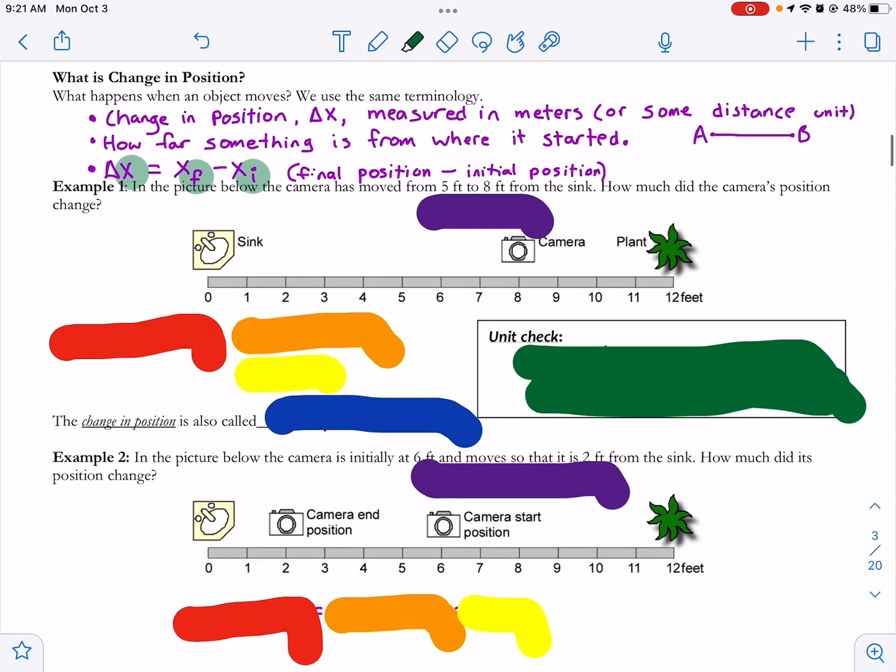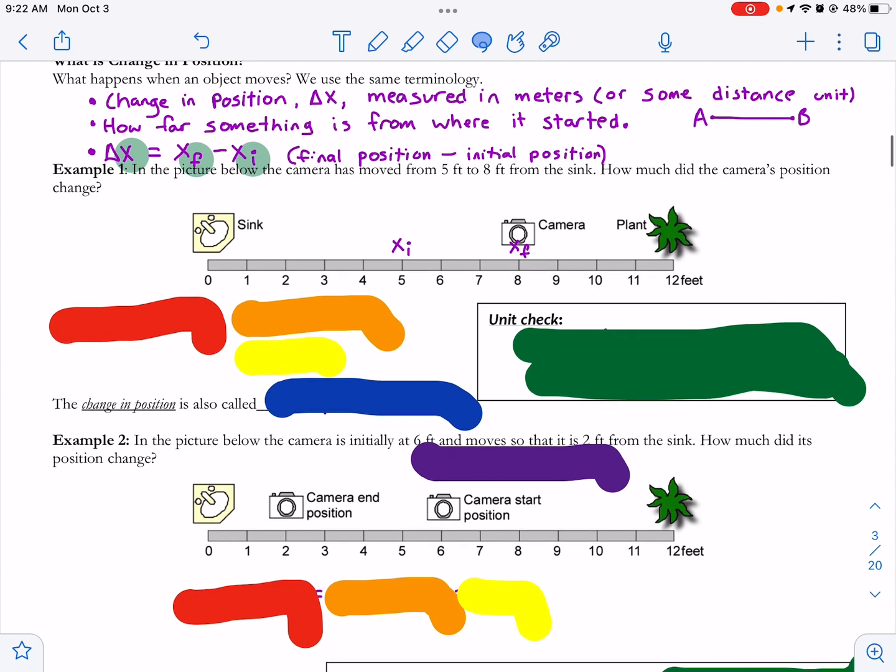So I've got an example here. In the picture below, the camera has moved from 5 feet to 8 feet from the sink. How much did the camera's position change? So what I'm going to do is take these labels here. The initial position was 5 feet, so I'm going to put this at the 5. And the final position is this 8 feet, so I'm going to put it over here at the 8. So now I've got my final and my initial labeled.